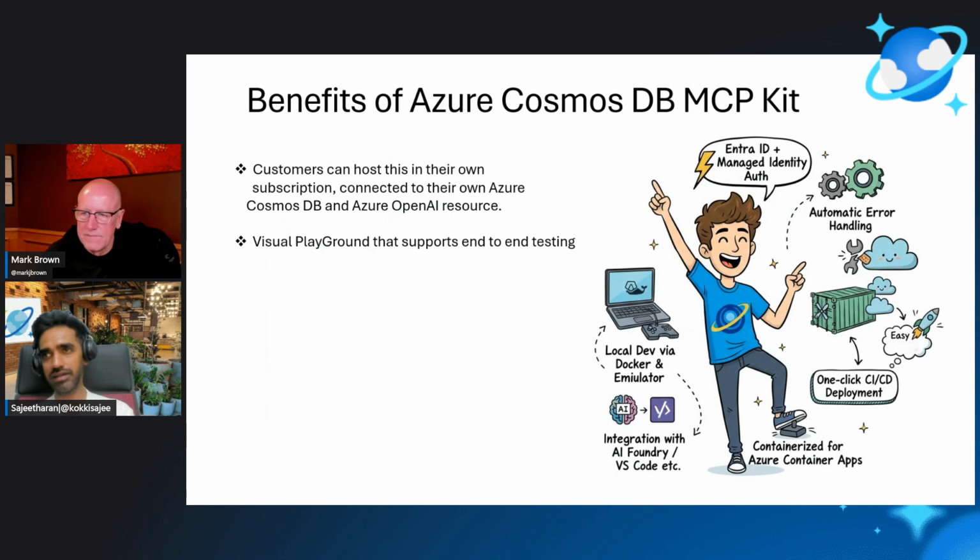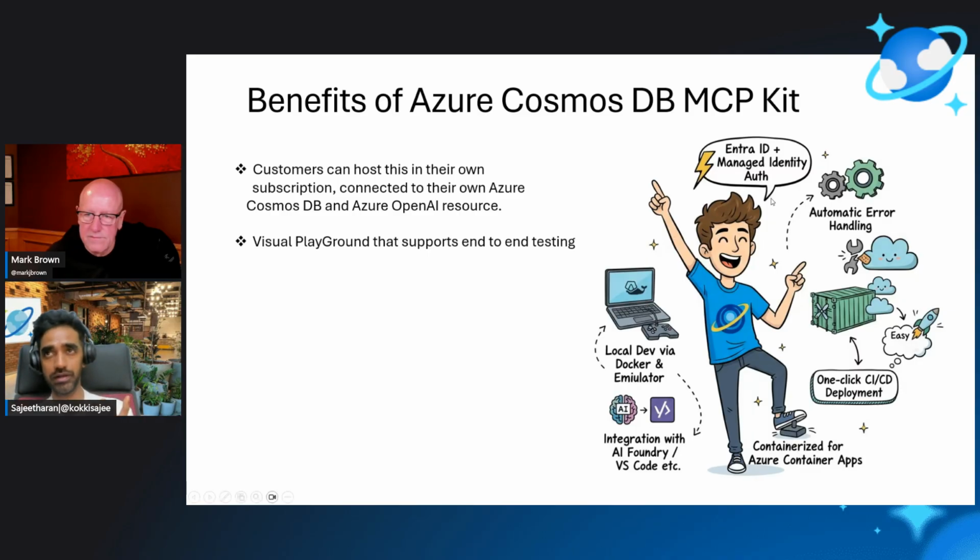It comes with certain resources by default. I will go through the demo so that you will be able to understand. And also it comes with a visual playground. One of the benefits that you get through this Cosmos DB MCP toolkit is that you can explore the tools that are supported through a visual interface. You can also authenticate using Entra ID, and then you can actually execute those tools and see the responses then and there. So that is one of the added advantages.